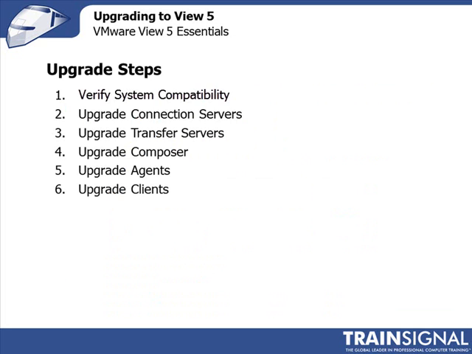Based on some of those limitations, these are the order in which you want to do everything. First of all, you want to make sure that the systems that you're upgrading are fully compatible with Vue 5. For the most part, the requirements are the same, but there may be differences that you'll want to make sure to check on. Next, you'll want to upgrade your connection servers. This includes security servers and the connection servers and all replica servers as well. Then you'll upgrade the transfer servers. After that, you'll upgrade Composer on your vCenter server, and then the agents within the parent VMs. And finally, upgrade the clients on your end user devices.